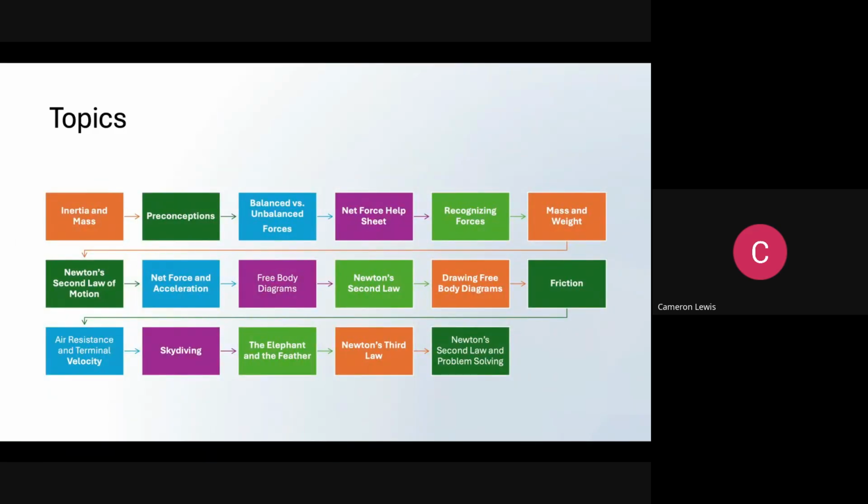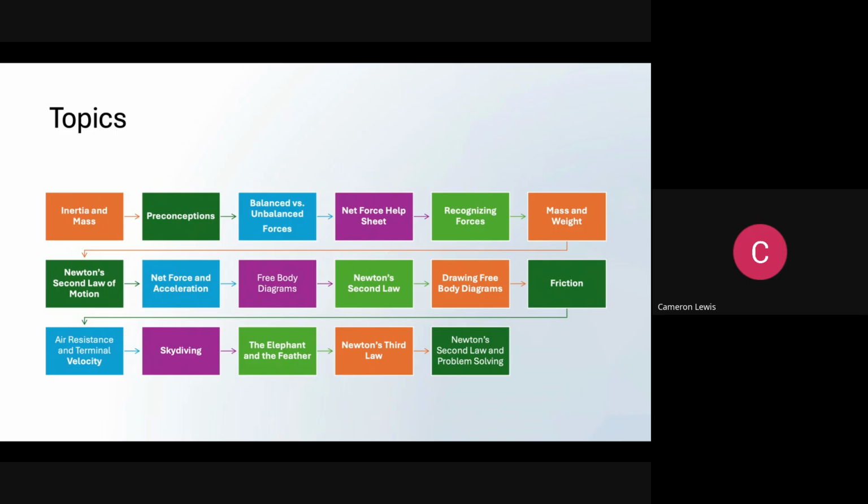So these are the different topics we're going to talk about, right? I'm literally going to go through exceptions, balanced and unbalanced forces, net force, and recognizing what type of forces we have. We're going to focus too on the difference between mass and weight. That's a very big thing, mass and weight. Then we're going to start going into Newton's second law of motion. But then we move into net force and that paired with acceleration.